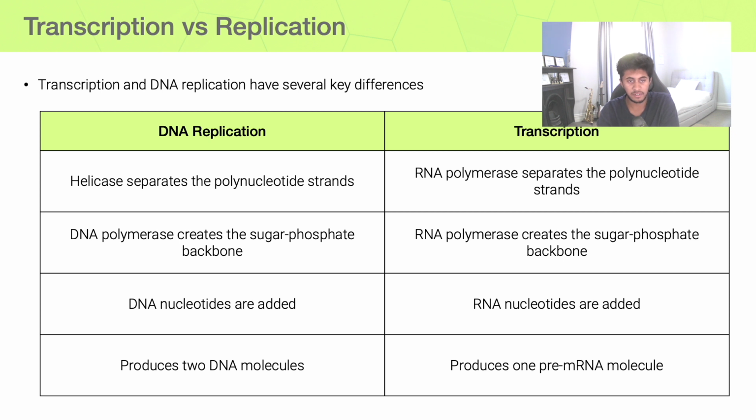Now, transcription does have 4 key differences with DNA replication, and that's with the enzyme that's used to separate the strands. So it's helicase in DNA replication, and transcription uses RNA polymerase. Also, the enzyme used to create the sugar-phosphate backbone. So it's DNA polymerase versus RNA polymerase. There's the nucleotides that are added. So it's DNA nucleotides in replication and RNA nucleotides in transcription. And then the final product, which is 2 DNA molecules in replication or 1 pre-mRNA molecule in transcription.